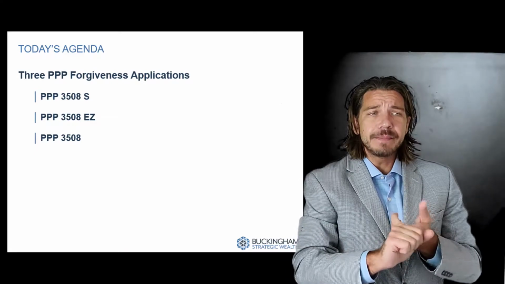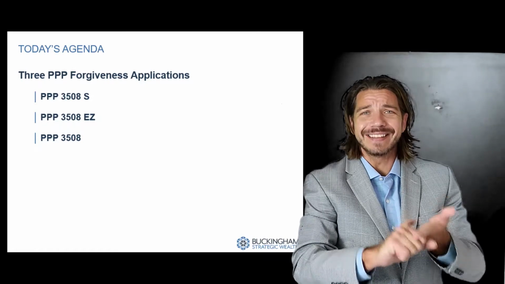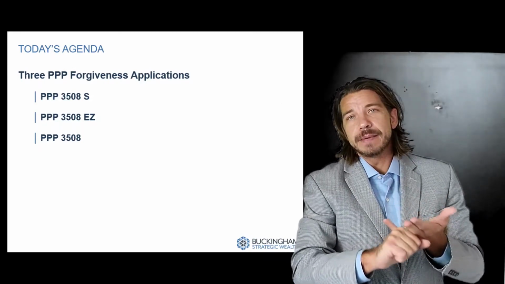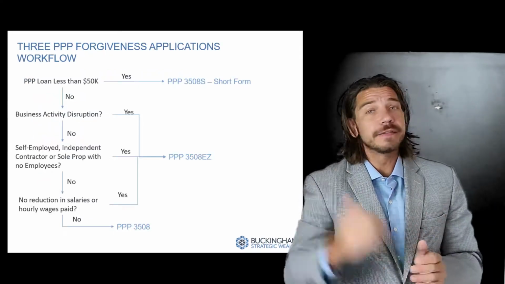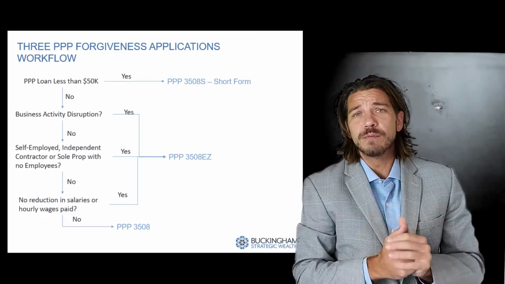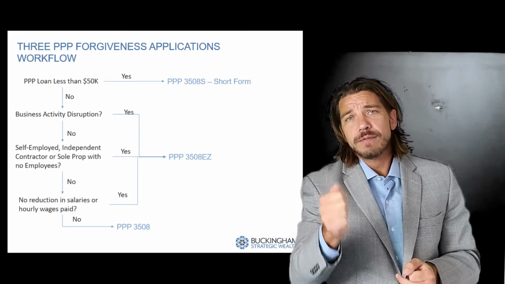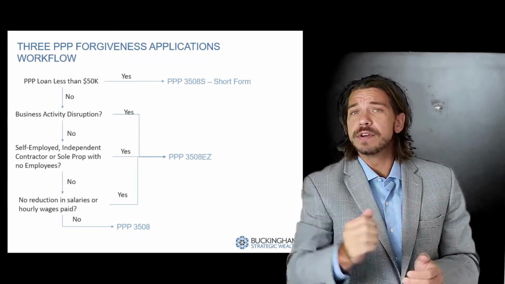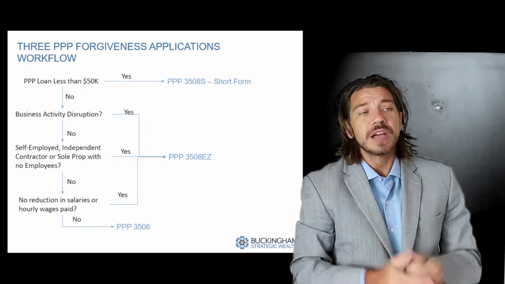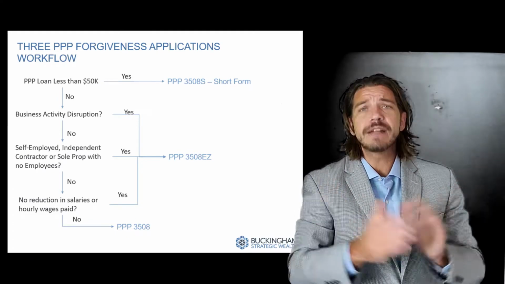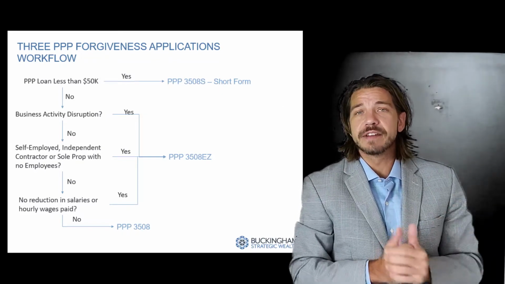So again, we've got the PPP 3508S, the PPP 3508EZ, and then the original PPP 3508. Now, here on the next page, what you can see is a flow chart that gives us an ability to identify which one's going to be appropriate for our needs. The PPP 3508S form is designed for individuals who receive $50,000 or under in the PPP loan program. So that seems like a nice, straightforward approach to use if you fit within that constraint of $50,000 or under.